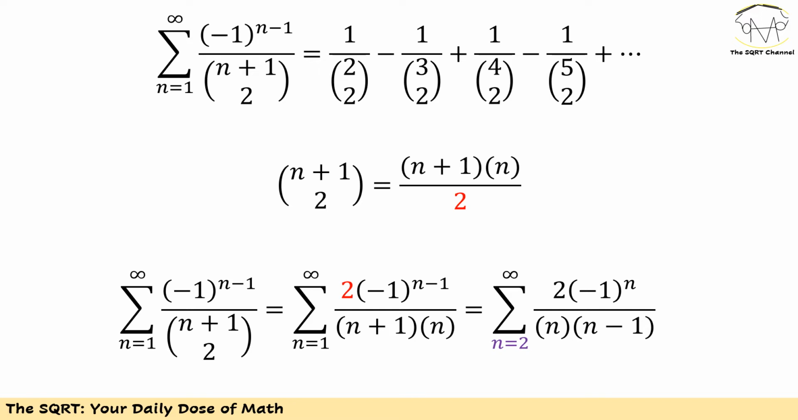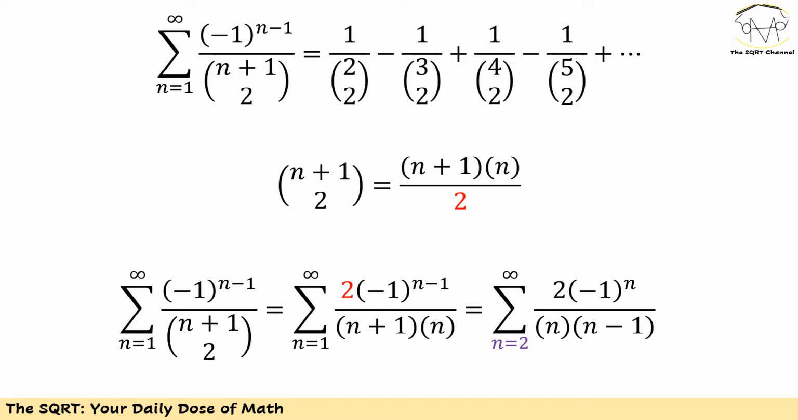The first thing that I'm going to do is replace n plus 1 choose 2 with its formula. I have n plus 1 choose 2 equals n plus 1 times n over 2. Replacing it with this value, I'm going to move 2 to the top of this fraction. So I will end up with 2 times negative 1 to the power of n minus 1. For the bottom of this fraction, I still have n plus 1 and n.